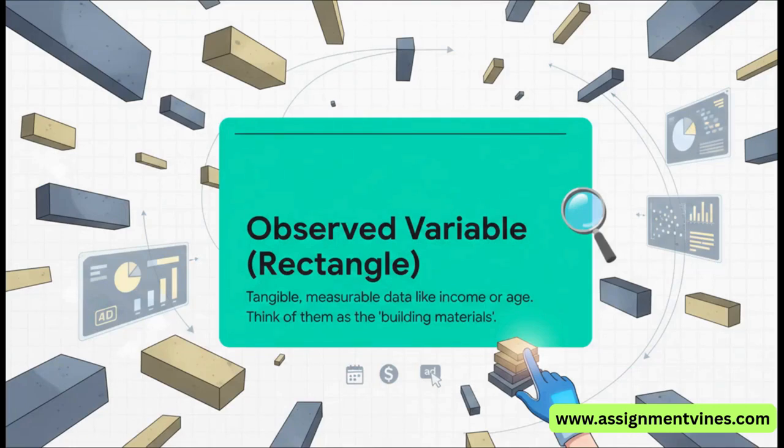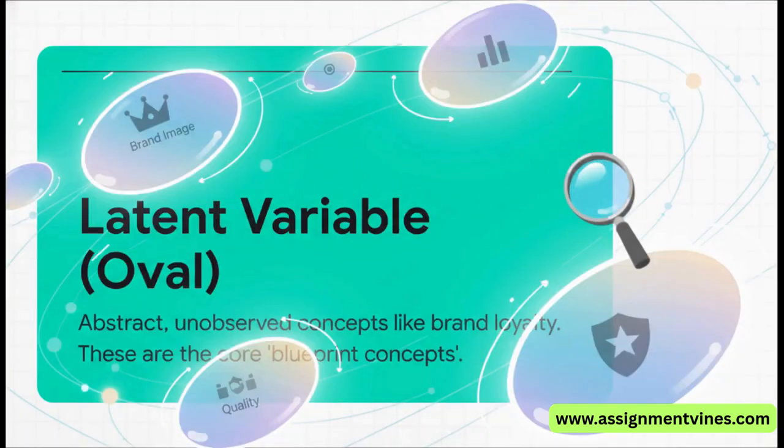The whole visual language starts with something called observed variables, and they show up as rectangles. Just think of these as your building materials, the concrete, measurable data points you've actually collected. Things like age, income, or how many times somebody clicked on an ad. And here's the other half of the puzzle: the latent variables. These are represented by ovals, and these are the big, abstract ideas at the very heart of your blueprint. Concepts like brand image or quality that you're trying to measure indirectly by using all that observed data.